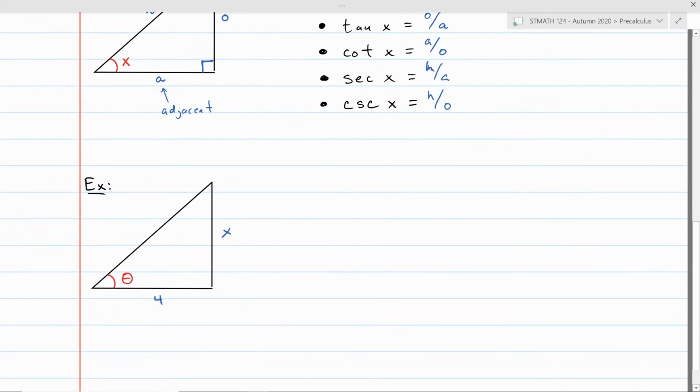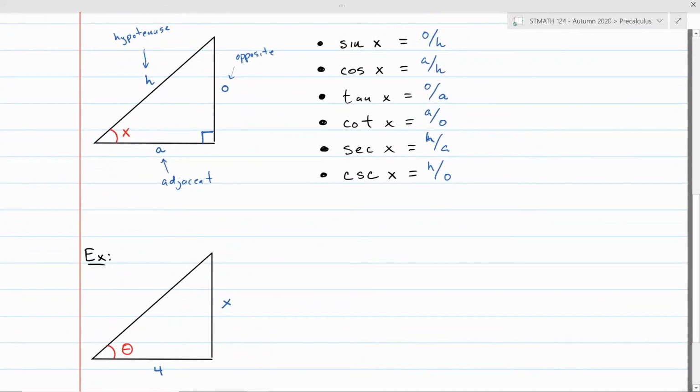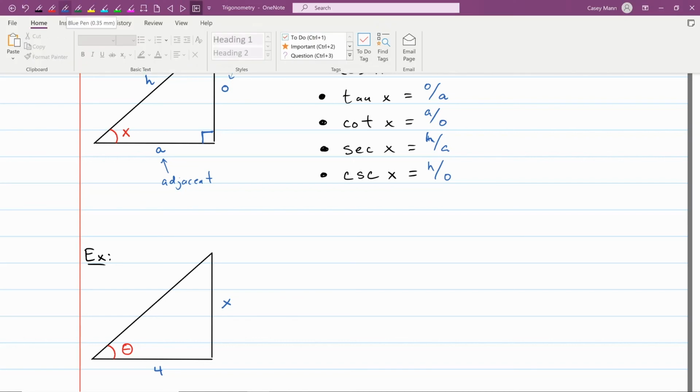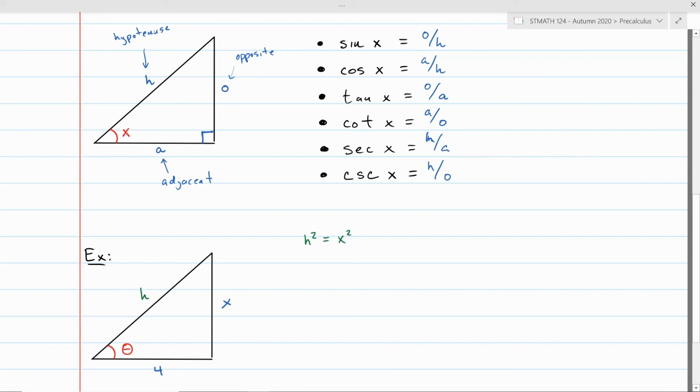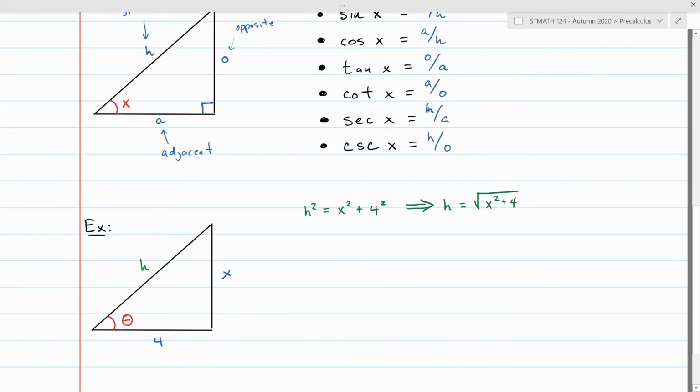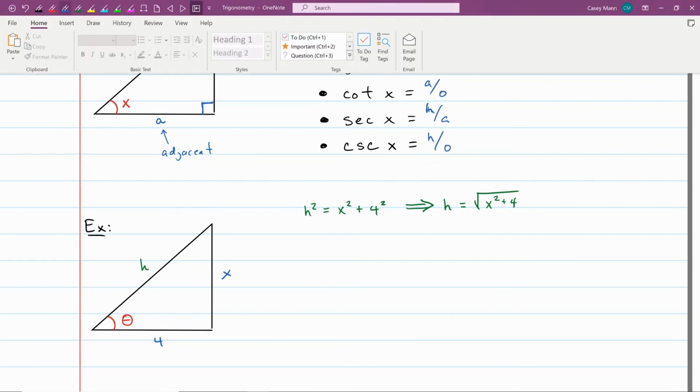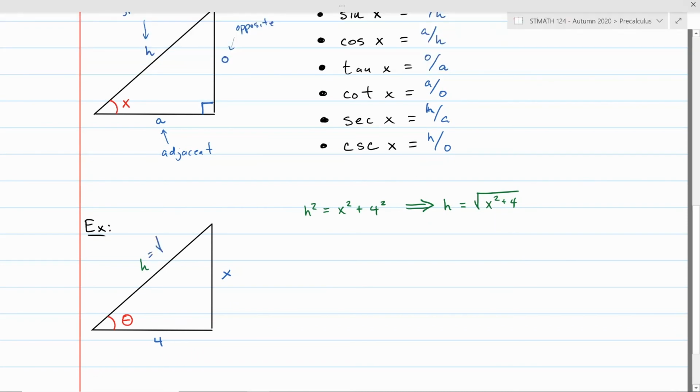So for example, let's see if I can keep all this in the frame together. In this example at the very bottom here, I've got a triangle, and the opposite side of theta is x, and the adjacent side is 4. So I don't know what the hypotenuse is right now. Let me just put h there. But I could say, the Pythagorean theorem says that h squared equals x squared plus 4 squared, and I could solve for h and get h equals the square root of x squared plus 4. And I don't do plus or minus here because I'm talking about the length of a triangle's side, so it can't be a negative amount. So now I know h is equal to square root of x squared plus 4.